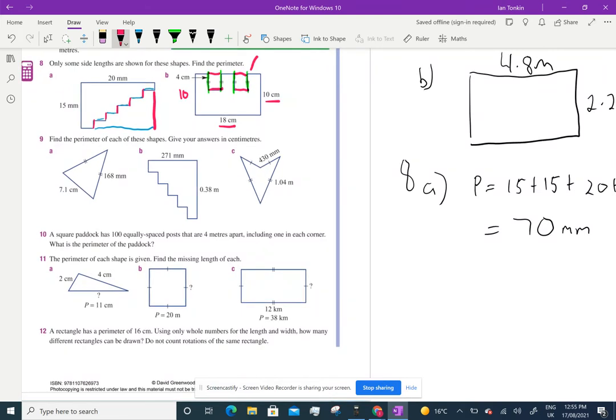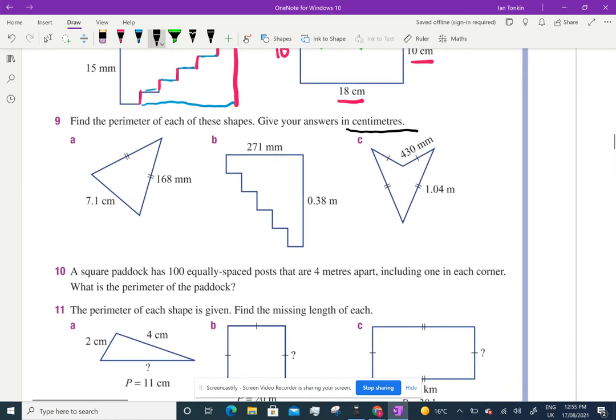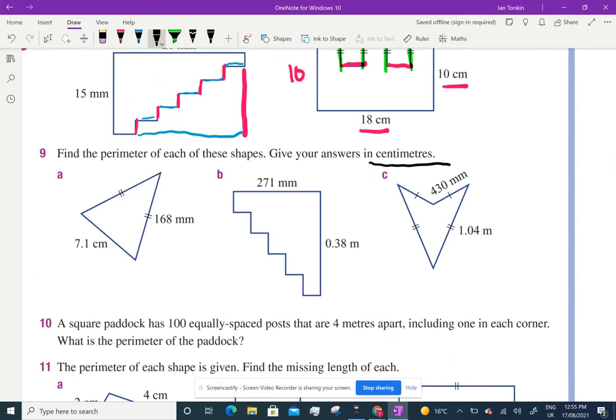9. Now, again, you have to be careful because they've been a bit tricky here. They've written different units. So 9A. What you must do is put them all in centimetres. So we have to do some conversions. So the first thing we're going to do is convert all the units.